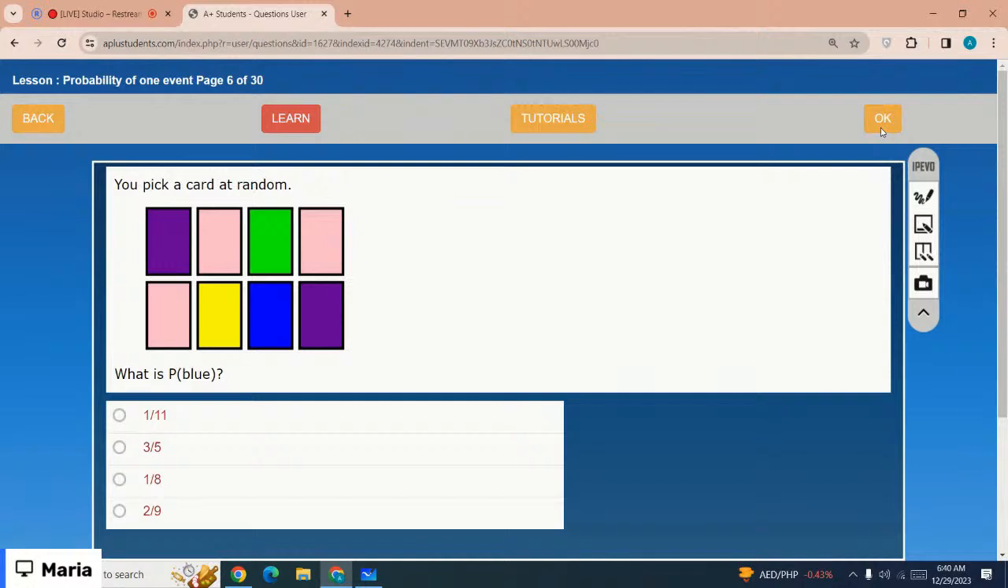You pick a card at random. What is the probability of blue? Which is the correct option?